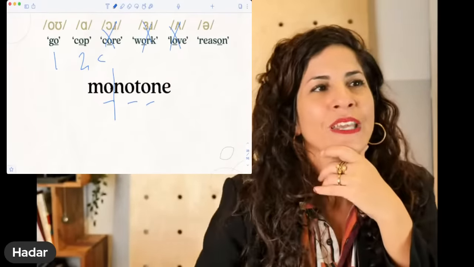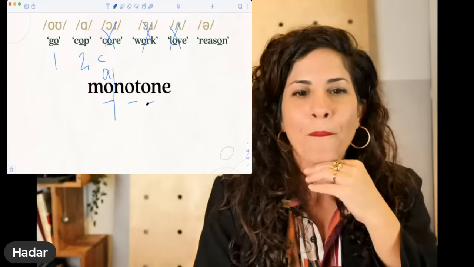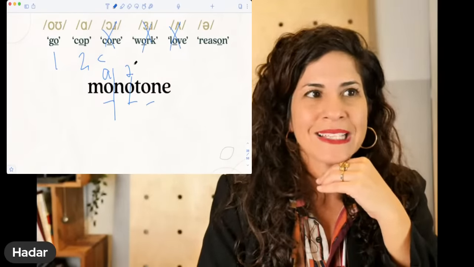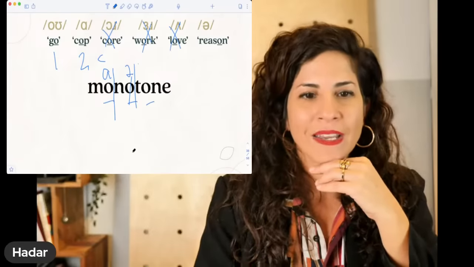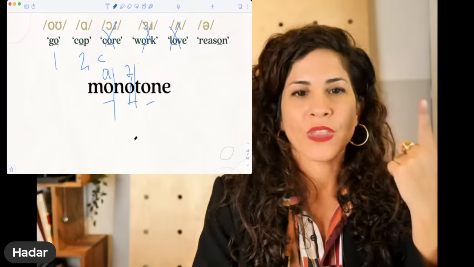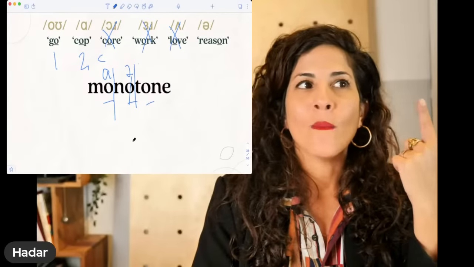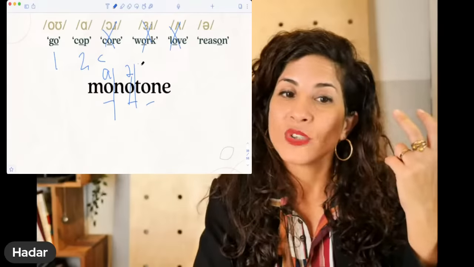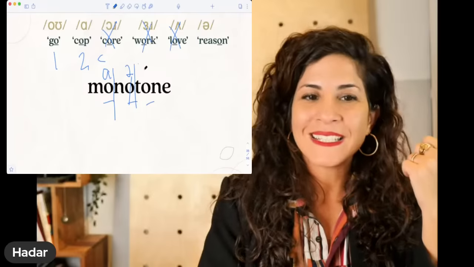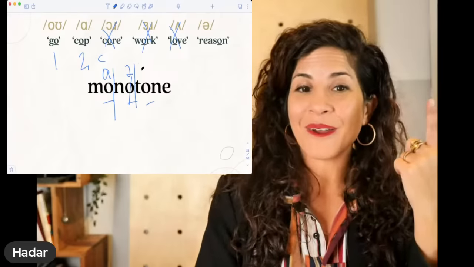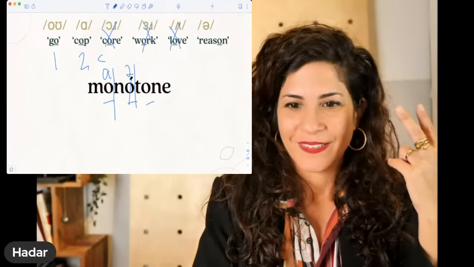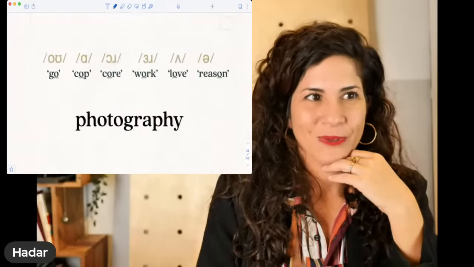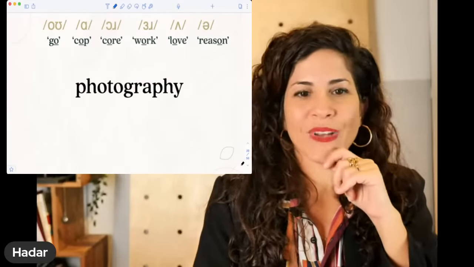Here we have the A as in father, ma, ma, ma. And then we have a reduced vowel, na. And then what do you think the last syllable is? The O as in go or the A as in father? Monotone, schwa, or monotone, A as in father, or monotone, O as in go? Yes, O as in go. Monotone. Let's do the last one, and then I'm going to talk about some tricky words.